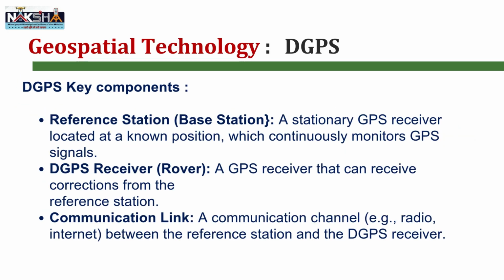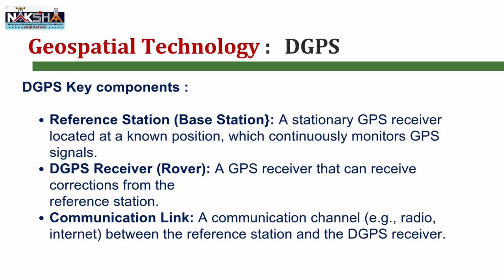To understand how differential GPS, DGPS, achieves high positional accuracy, it is important to know its key components. DGPS relies on a system of reference and communication that works together to minimize errors in GPS positioning. The main components are: reference station or base station, a stationary GPS receiver installed at a precisely known location. It continuously monitors GPS signals and calculates differential corrections based on the differences between the observed and true coordinates.